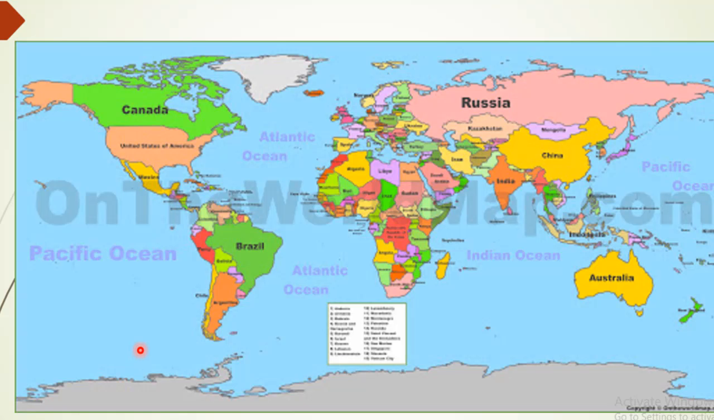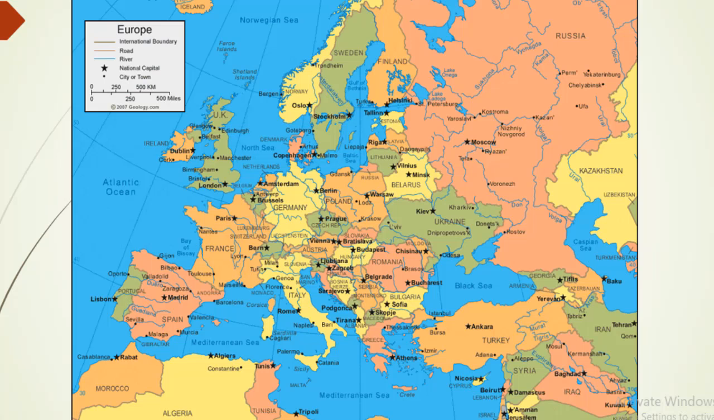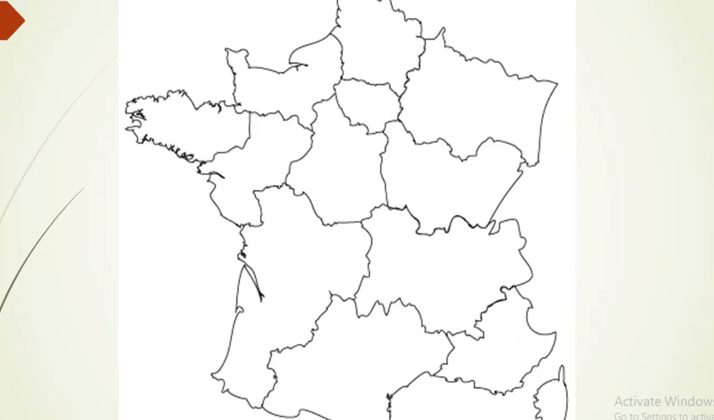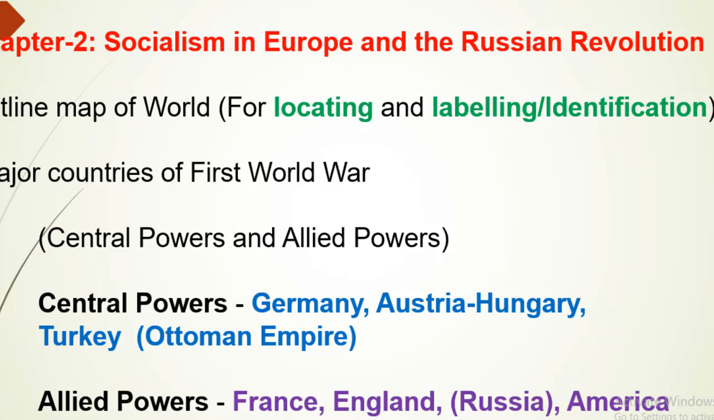So in this video we will learn from the world map. We need to know about the countries, those who were part of two groups during First World War, and also the two power groups in the Second World War. So first thing, this is from socialism in Europe and Russian Revolution. This is related to that chapter, and children, you should know to locate the countries.